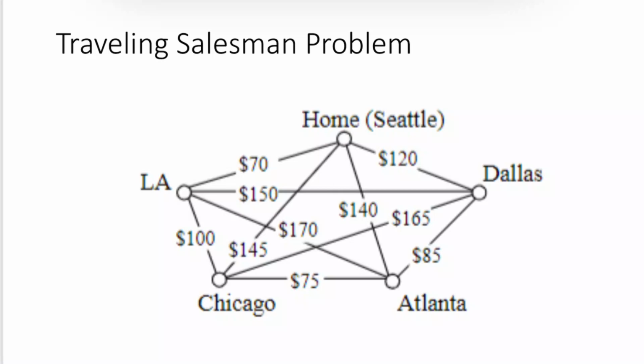But in your Hamiltonian paths and circuits assignment, you're going to have various graphs, and you're going to determine whether or not a Hamiltonian path or circuit is possible. And you kind of just have to do it by trial and error, because there is no theorem that determines whether or not it's possible.